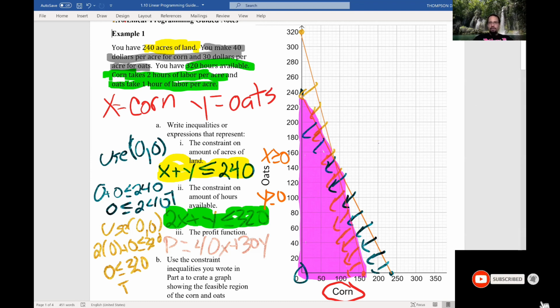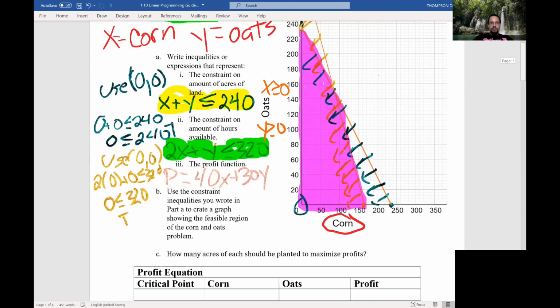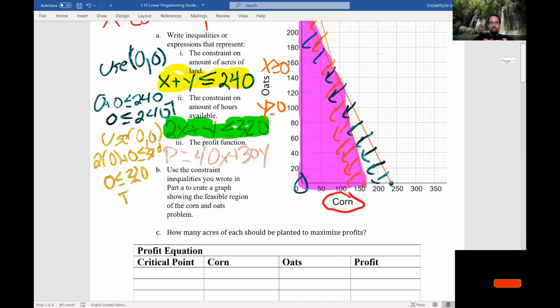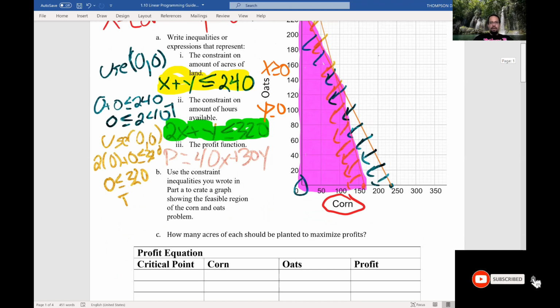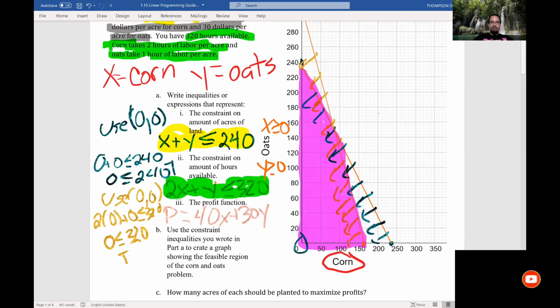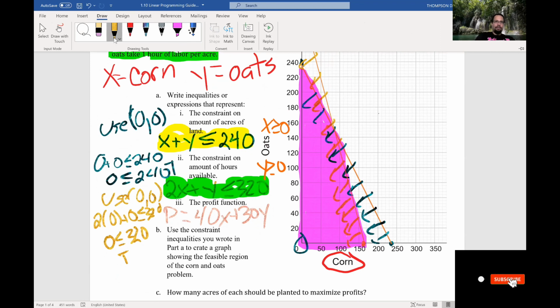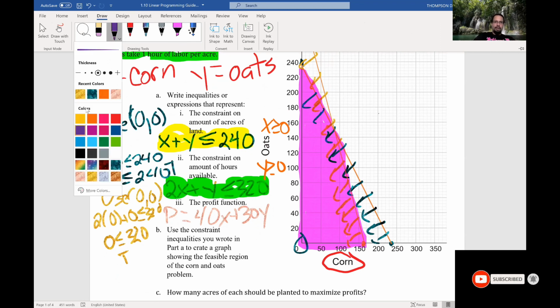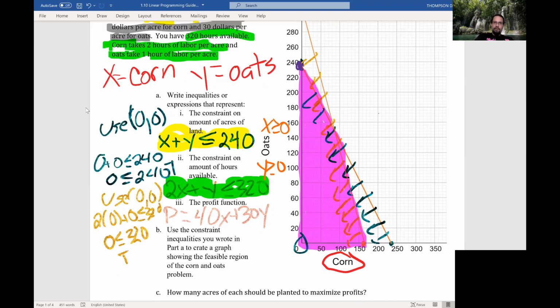So in part C, it's asking how many acres of land we should plan to use to maximize profits. So we need to find our corners. Let's find those and write them down in purple. This point here is our first one. That's the point (0, 240).